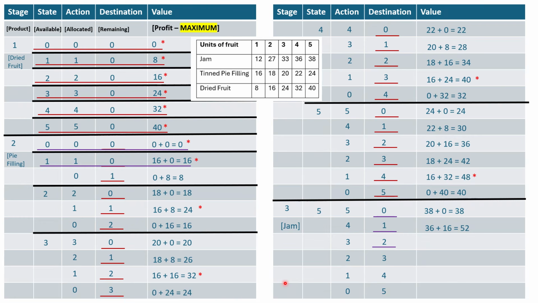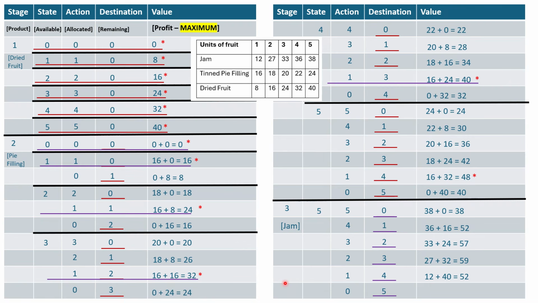For 4 allocation, I have 36 plus this 1, which links to this line here, which is 16. So 36 plus 16 is 52. If I then allocate 3, we have 33 plus this links back here to 24. 33 plus 24 is 57. Or if we allocate 2, 2 is 27. 27 plus our optimal value for 3, which is this line here, which is 32. That gives us 59.